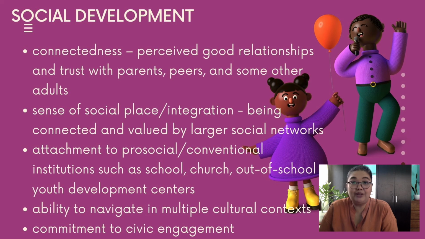So this is the perceived good relationships and trust with parents, peers, and some other adults. So if you have good relationship, that's where connectedness is being formed. We being connected with other people. Next is the sense of social place or integration. Being connected and valued by larger social networks. That's why it's important that we have our own set of friends, our own set of blockmates, diba? You guys are divided into different groups, ABM, STEM, UMS, A&D. So we need to have that sense of being integrated, being part of a particular group.